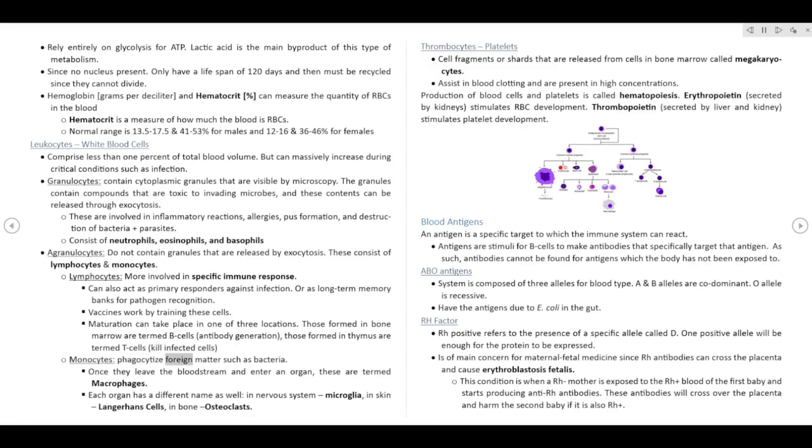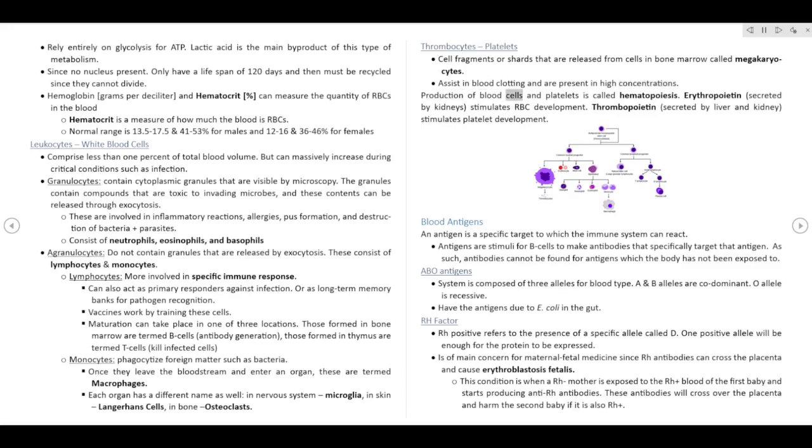Monocytes phagocytize foreign matter, such as bacteria. Once they leave the bloodstream and enter an organ, these are termed macrophages. Each organ has a different name as well. In nervous system, microglia; in skin, Langerhans cells; in bone, osteoclasts. Thrombocytes, platelets. Cell fragments or shards that are released from cells in bone marrow, called megakaryocytes. Assist in blood clotting and are present in high concentrations.